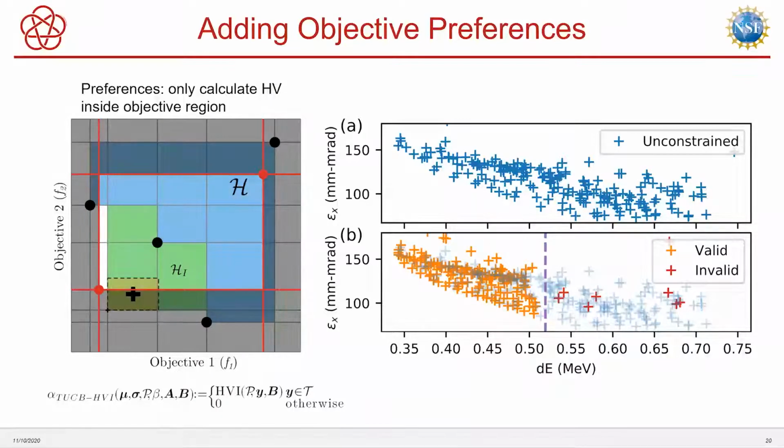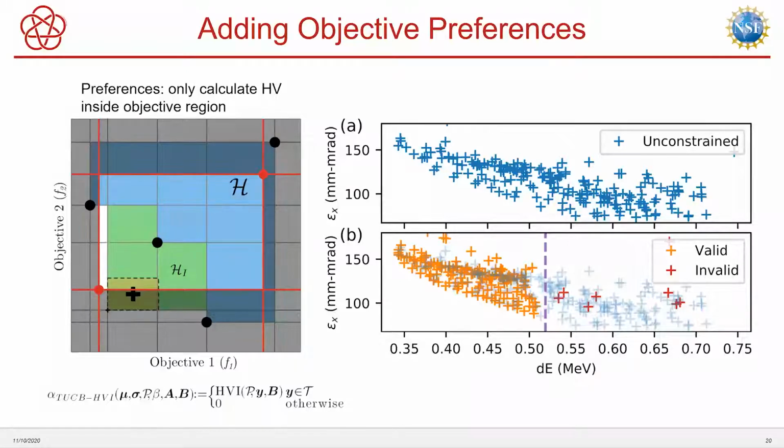An example of this is, let's say that we want to do our accelerator optimization, and we have some preference that we would like the energy spread, for example, to be lower than a certain value. By specifying a new reference point, we can essentially cause the algorithm to sample more densely where it satisfies this preference. And that's what's shown here on the bottom.